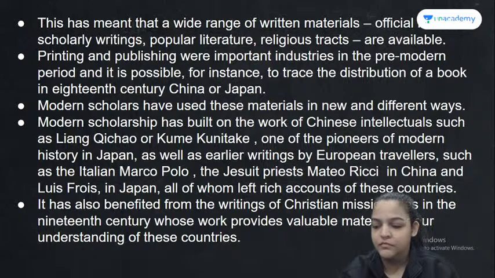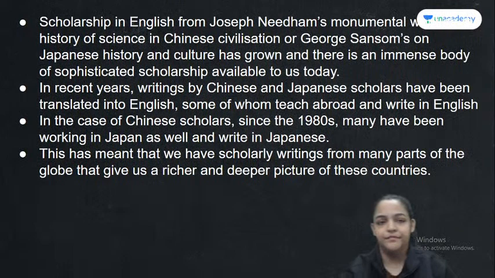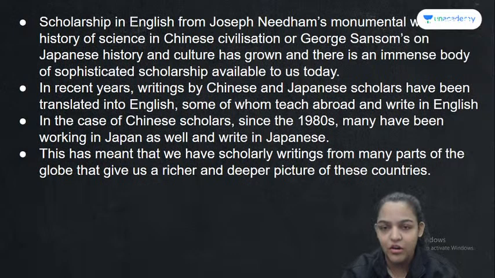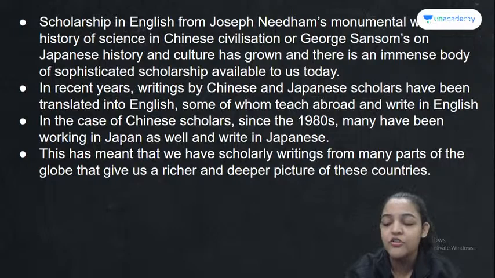Okay, moving on. Now, we also have some English scholarship. So we have people like George Sansom and Joseph Needham. They have also written a lot on Chinese and Japanese history, and obviously they have written in the English language. So we get English scholarship from them. Apart from this, a lot of Chinese and Japanese indigenous sources have been translated into English. So now we actually have enough material.